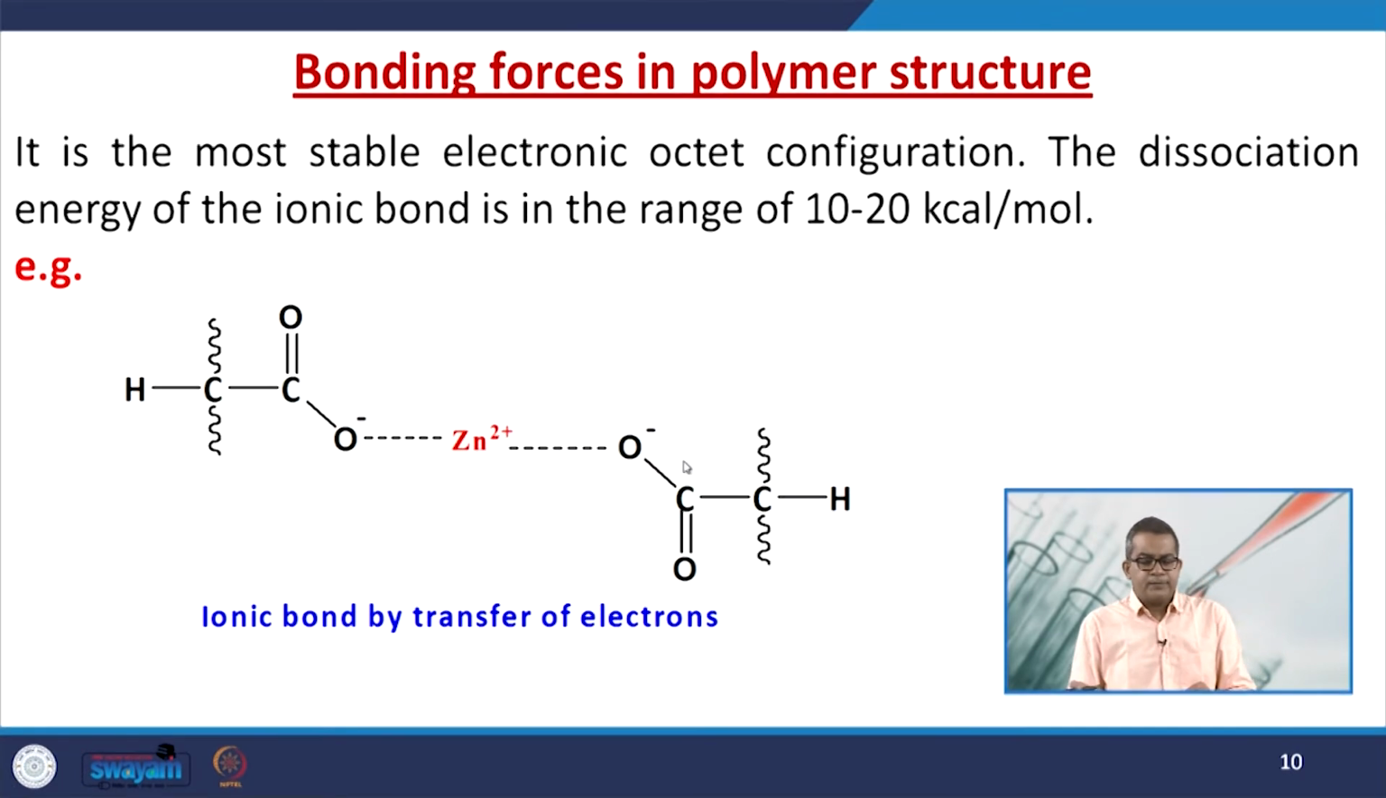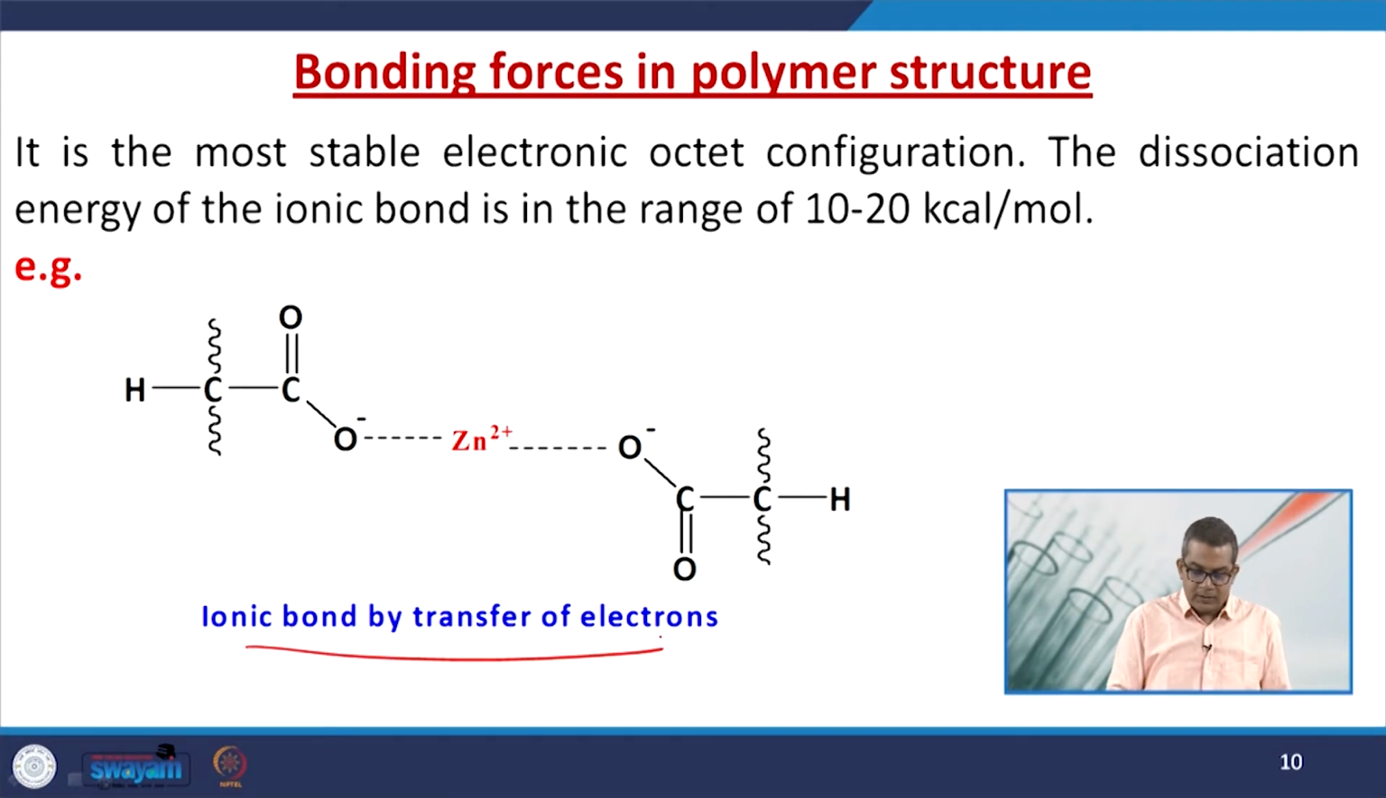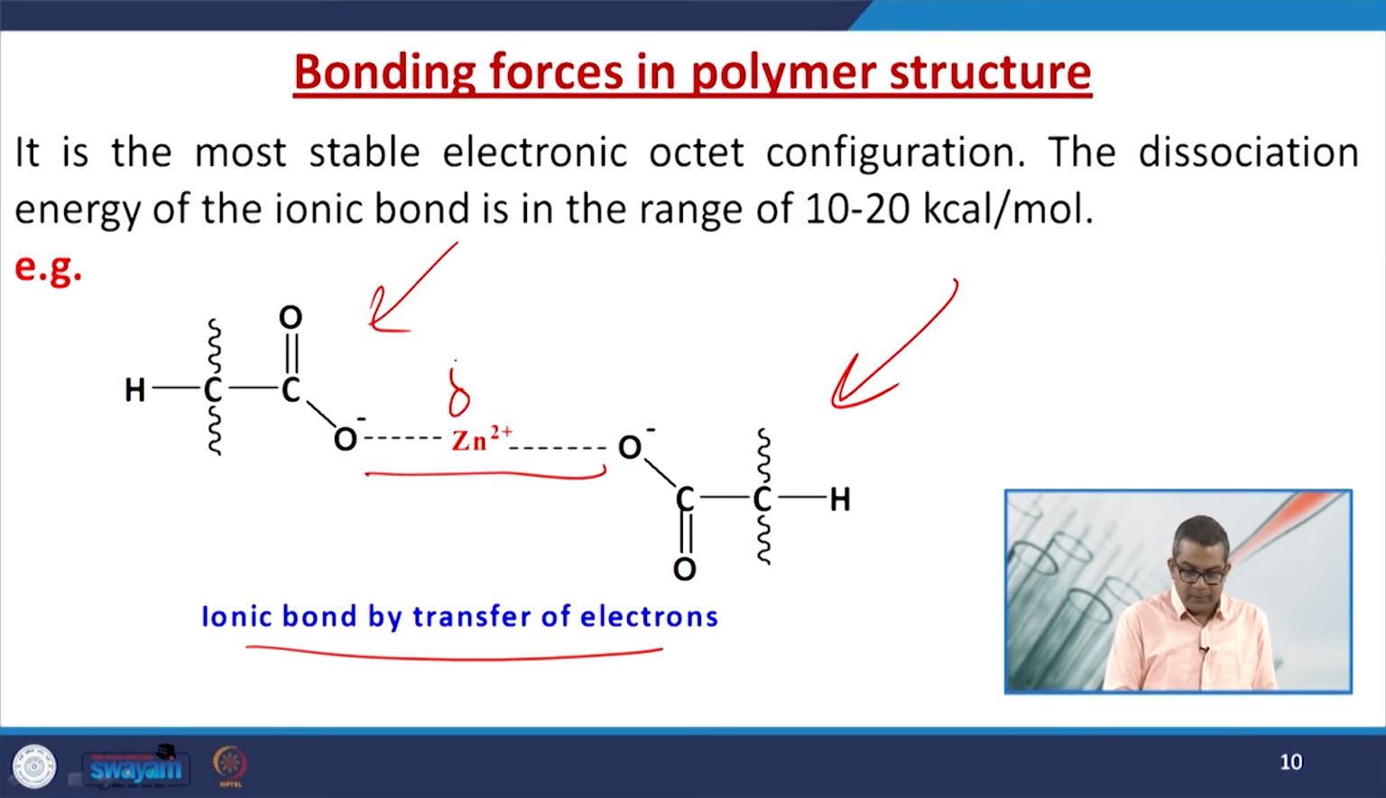Now, as I told you, it is one of the most stable electronic octet configurations, and the dissociation energy of this ionic bond is usually in the range of 10 to 20 kilocalories per mole. Now here you see that this ionic bond is formed by transfer of electrons. These two are the system, and the electron transfer is sometimes referred to as this one. So, they are transferred to each other to form the polymeric structure.